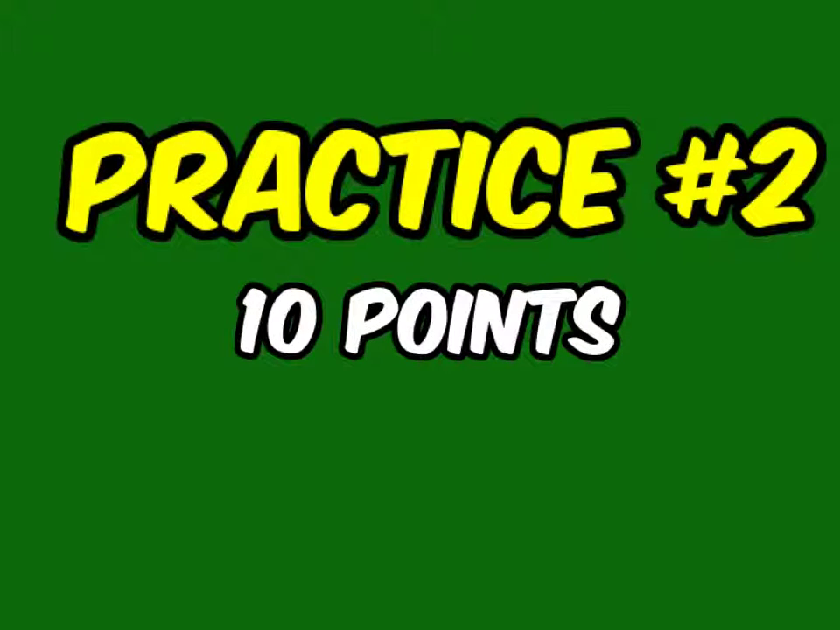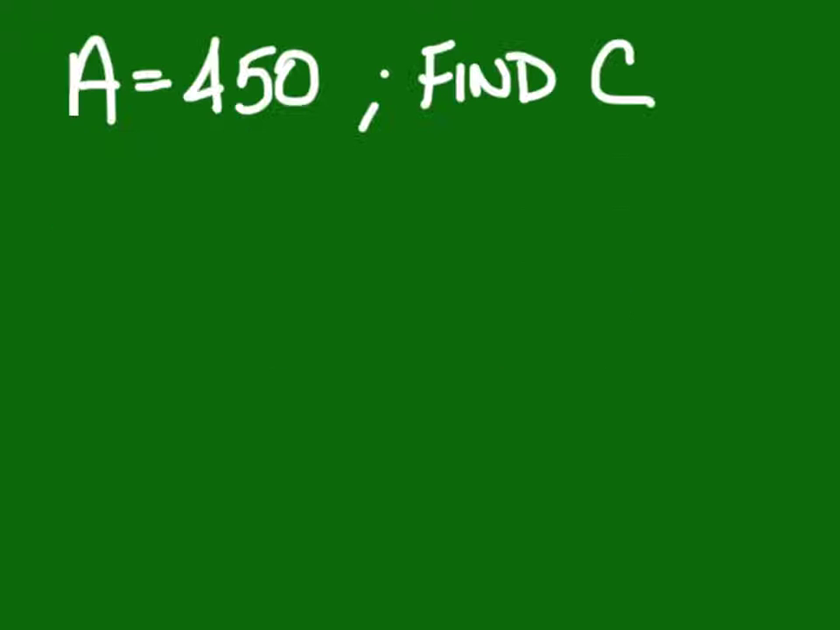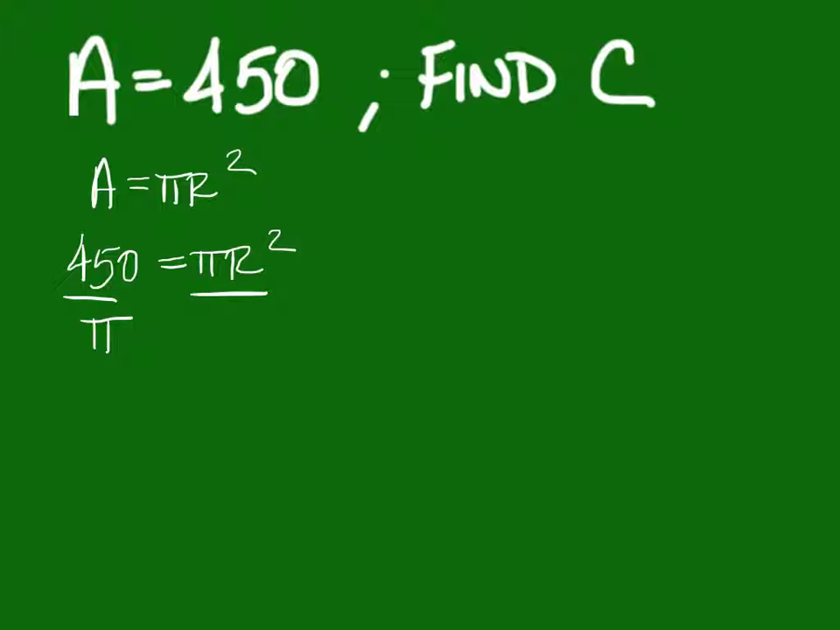Practice number 2, bring this up. The area is 450, and you have to find the circumference. You're given the area, so area is pi r squared. So area is 450. Set that equal to pi r squared, and then divide both sides by pi. That cancels the pi's out on the right, and you're left with r squared. On the left, it's still 450 over pi.